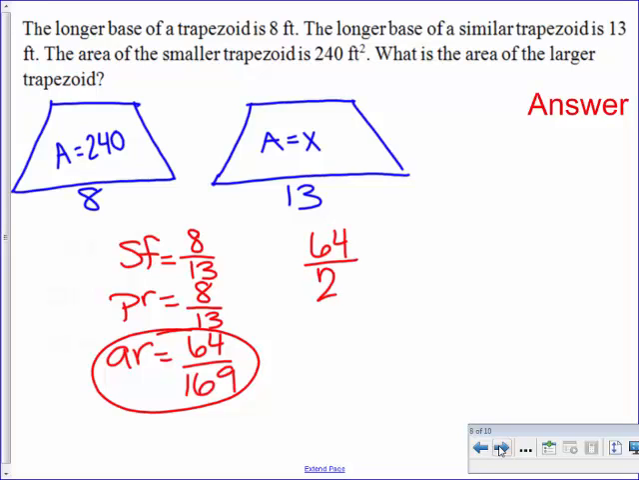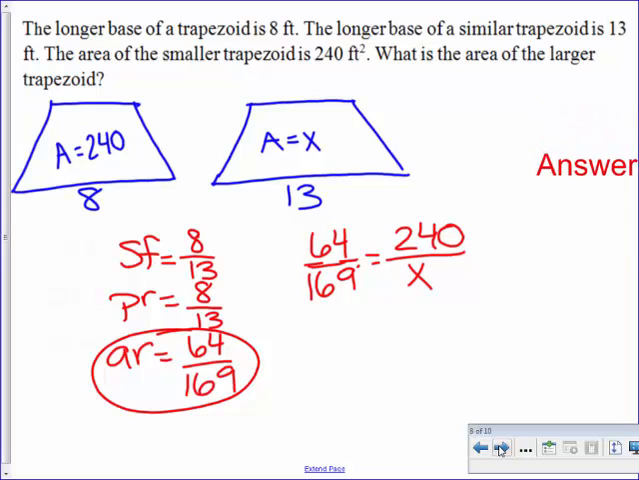And since it's the area of the trapezoids, we're going to use the area ratio. 64 over 169 equals 240 over x. So go ahead and do your algebra and cross multiply. You should get the area of the other trapezoid, the larger one, is 633.75 feet squared.